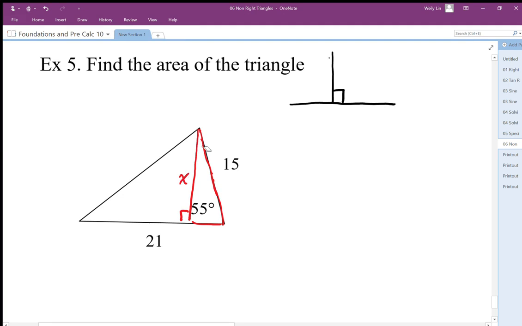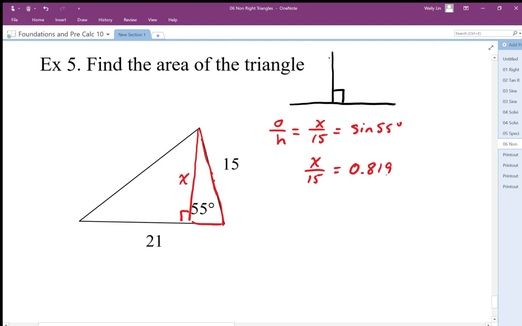When I look at this, I've made my triangle, and I'm going to involve the sides opposite and hypotenuse. So opposite and hypotenuse go with sine. So x compared to 15 is equal to sine of 55 degrees. So that ratio, when I plug it into my calculator, I get 0.8191. So I'm going to round that to 0.819.